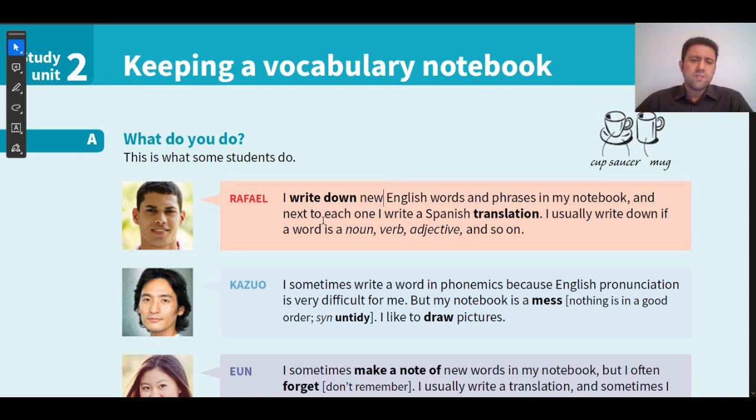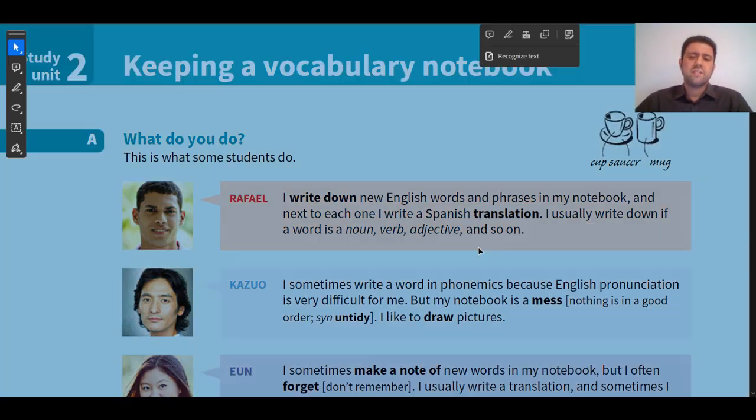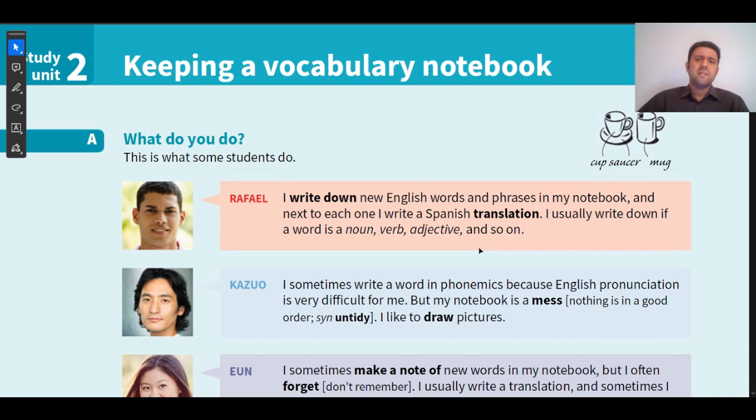And next to each one, I write a Spanish translation. Translation is a noun, and the verb for translation is translate. Translate means to change a written or a spoken word into another language. As an example, you can write the translation of a word in English into Spanish.